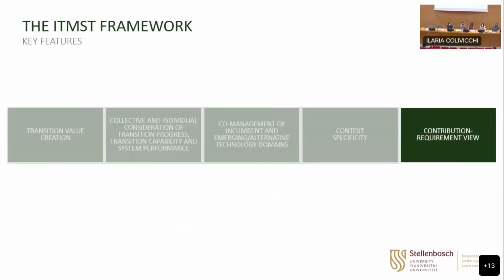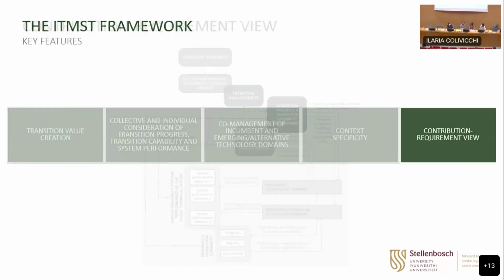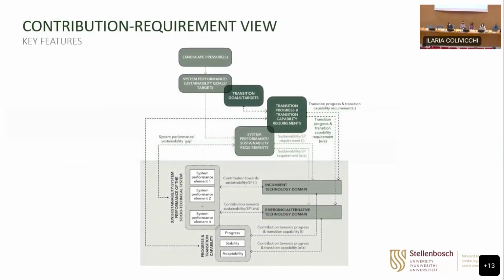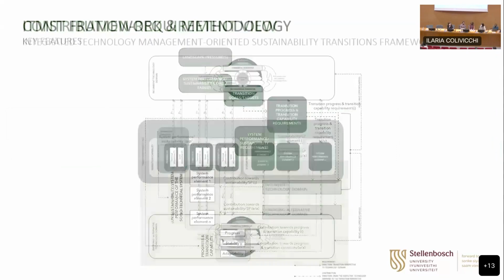Then the last key aspect of the work that we then did was this contribution requirement view, and I alluded to it earlier. I think the other diagram is slightly easier to explain, but this whole idea that there's a requirement, the transition requires something from your technology systems, from your socio-technical systems, but these socio-technical systems also contribute towards this transition, positively or negatively. This is just kind of a detailed elaboration of that concept.